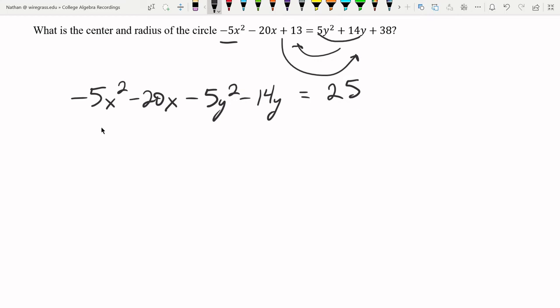Whenever there's a number in front of the x squared and the y squared, they have to be the same number as well. If you don't actually have the same number, then you are going to get a different kind of shape, something like an ellipse or a hyperbola, but we're just looking at circles here. These are the same, so we know it's going to be a circle.